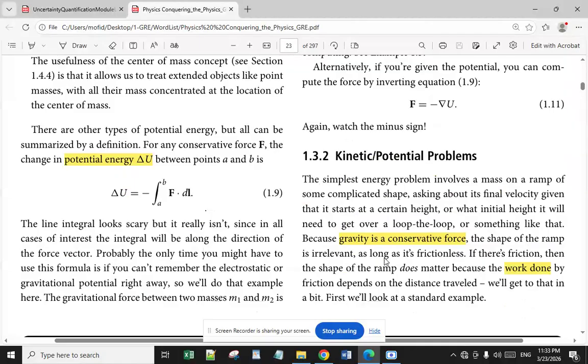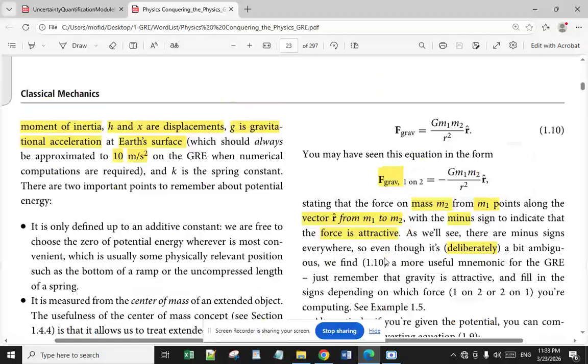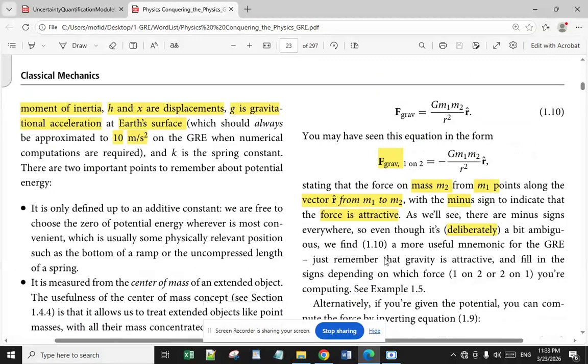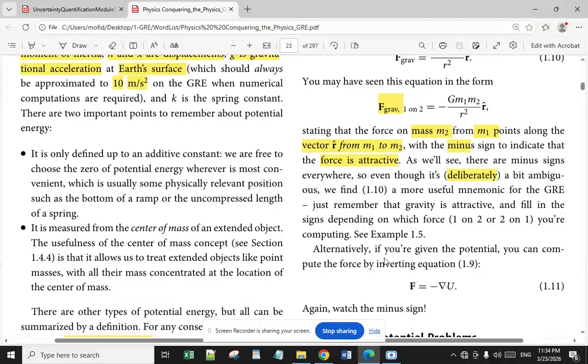The gravitational force between two masses m1 and m2 is F gravitational equals G m1 m2 divided by r squared, r hat. You may have seen this equation in the form F gravitational 1 on 2 equals minus G m1 m2 divided by r squared, r hat, stating that the force on mass m2 from m1 points along the vector r from m1 to m2 with a minus sign to indicate that the force is attractive. As we will see, there are minus signs everywhere, so even though it's deliberately a bit ambiguous, we find 1.10 a more useful conceptual mnemonic for the GRE. Just remember that gravity is attractive and fill in the sign depending on which force, 1 on 2 or 2 on 1, you are computing.